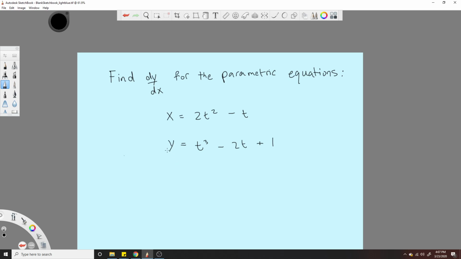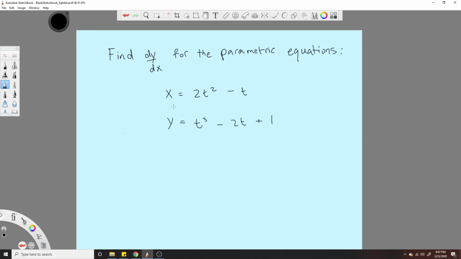So one way we can approach this problem is to find the derivative of each one with respect to t, and then divide them by each other. And your result, because these dt's will cancel, is dy/dx. This is kind of a use of the chain rule, right? You're taking derivatives with respect to t, and because they're both with respect to t, you can get the derivative of y with respect to x. Okay? Hope that makes sense.